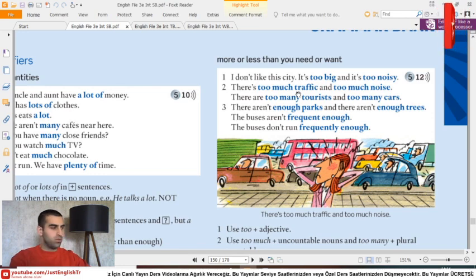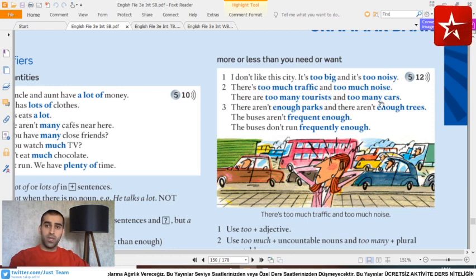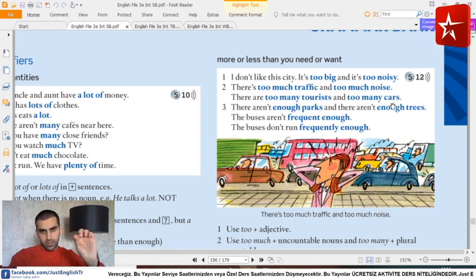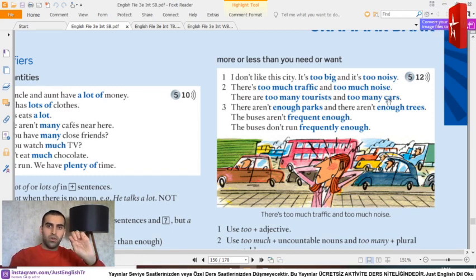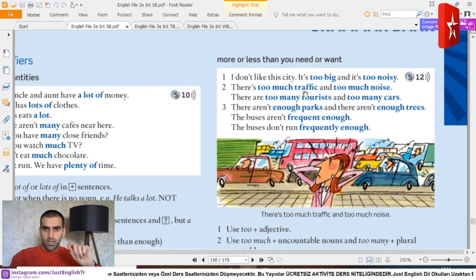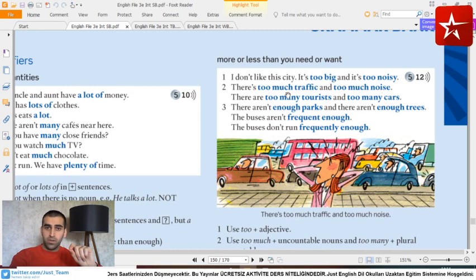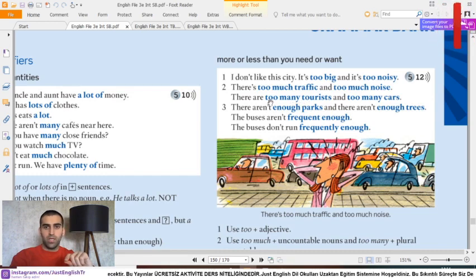Too much traffic and too much noise. Or there are too many tourists and too many cars. The only thing you should pay attention to is the noun. If we have an uncountable noun, like traffic and noise, we should use too much. If we have a countable noun, like too many tourists, too many cars, we should use too many. So we use too much with uncountable nouns, and we use too many with plural nouns, like countable nouns.